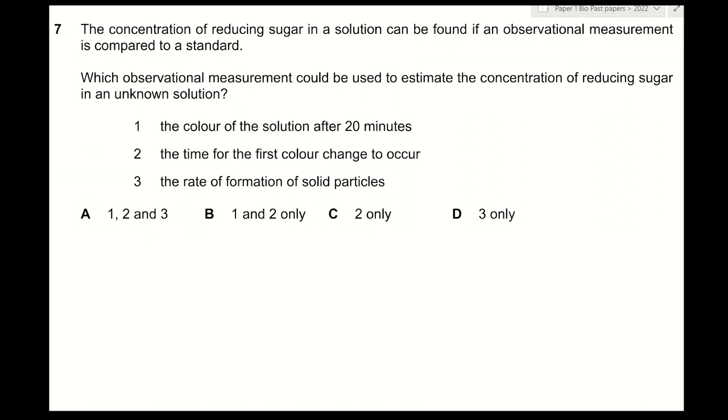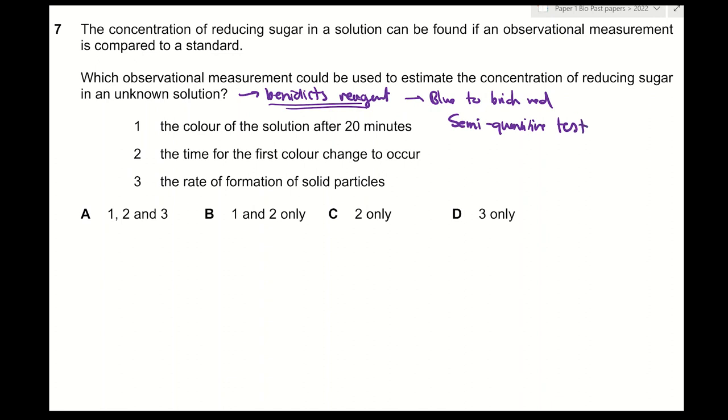Question number 7. The concentration of reducing sugar in a solution can be found if an observational measurement is compared to a standard. Which observational measurement could be used to estimate the concentration of reducing sugar in an unknown solution? Now, the test for reducing sugar uses Benedict's solution, a reagent, and a positive result would be from blue to brick red. Now, the test with Benedict's solution for reducing sugars is actually a semi-quantitative test. This means that the color of the solution could approximately estimate the concentration of reducing sugar present.